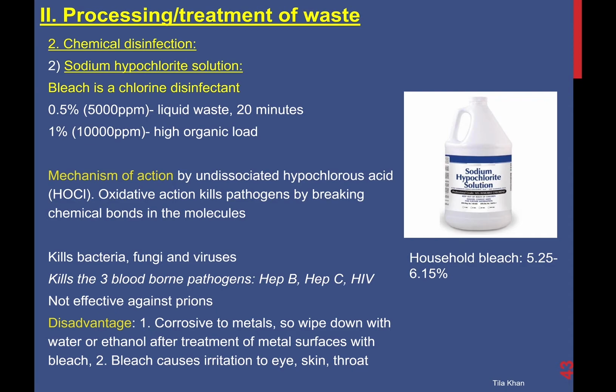There are also some disadvantages. Bleach is corrosive to metals. So whenever you are using bleach for disinfecting metal surfaces, please make sure that you wipe down with water or ethanol after treatment of metal surfaces with bleach, so that your metals, such as centrifuges, do not corrode after disinfecting with bleach.